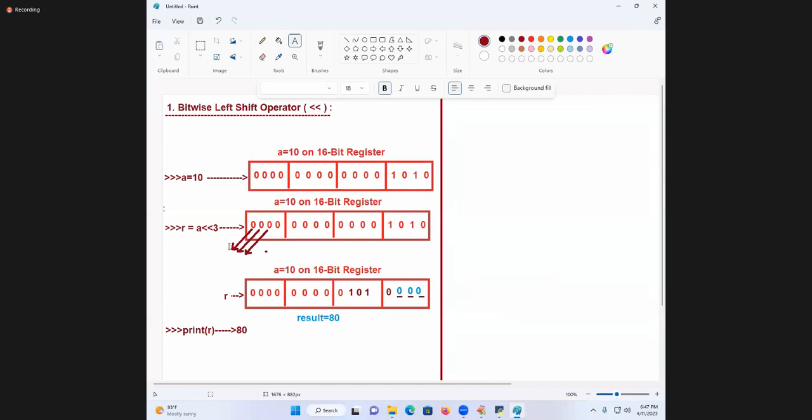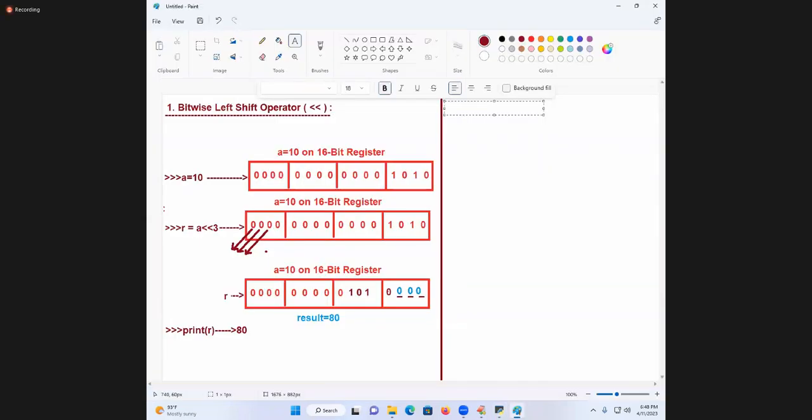Now I am explaining the formula today. If you go for writing a written test, how to answer it so quickly. Let us go to the Python environment now. A is equal to 10. R is equal to A double less than 3. Print of R. What is the answer? 80.